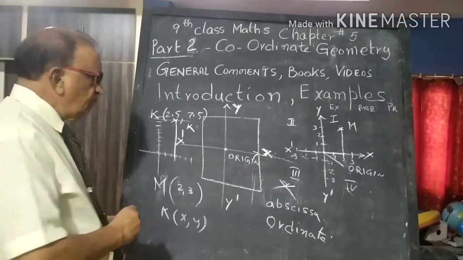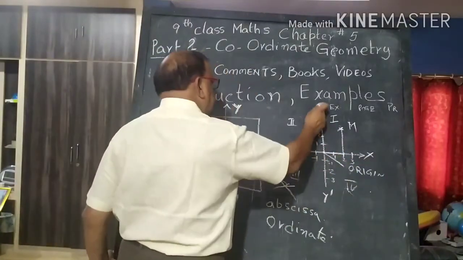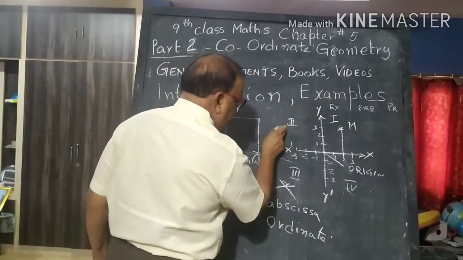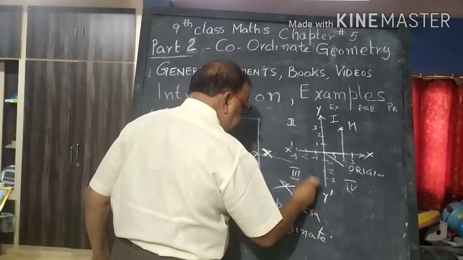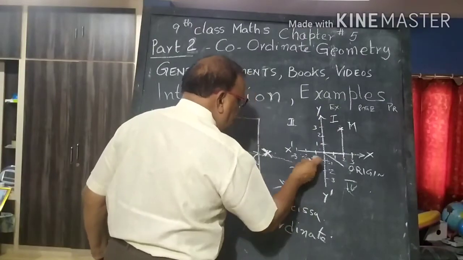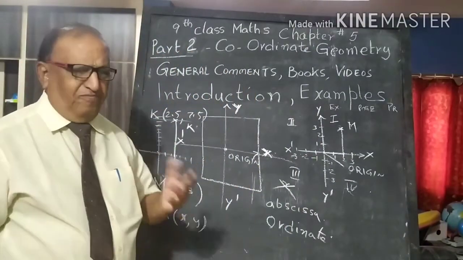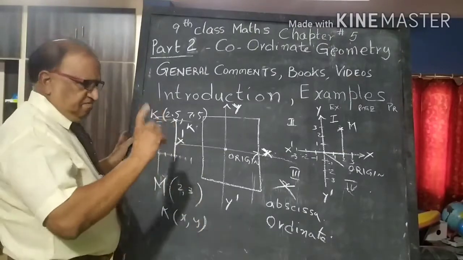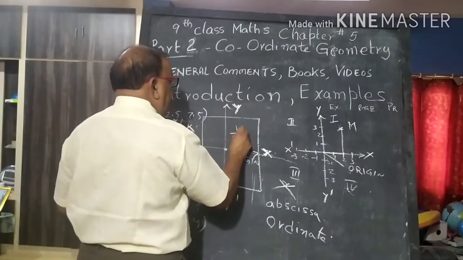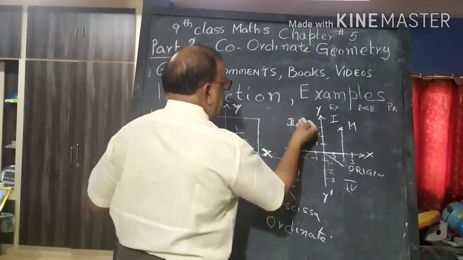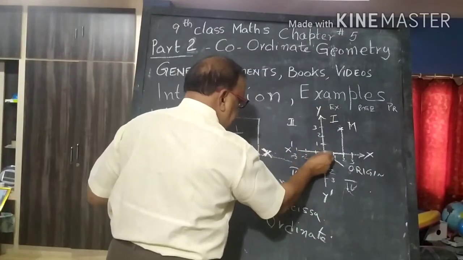So, in the first quadrant, the x-axis is positive, y-axis is also positive. In the second quadrant, x-axis is negative, y-axis is positive. In the third quadrant... quadrant means one-fourth, quarter. So, quarter means one-fourth, quarter is 1/4. So here, second quadrant, in this, y-axis is positive, x-axis is negative.